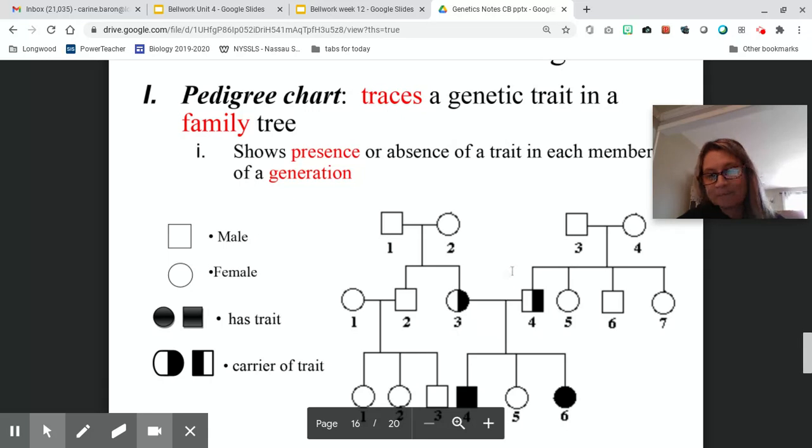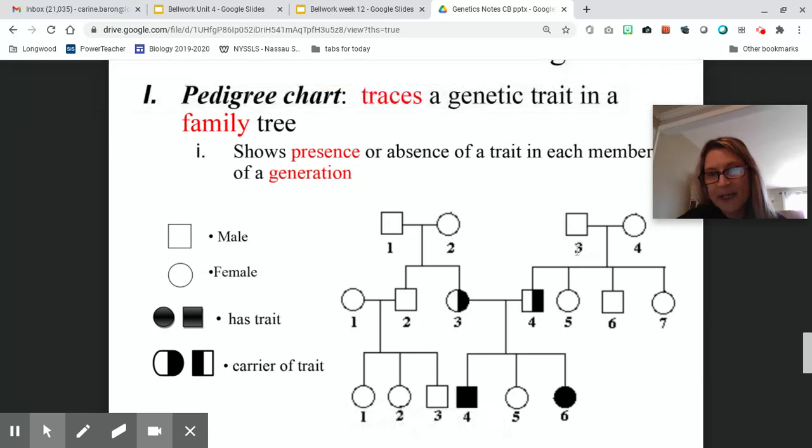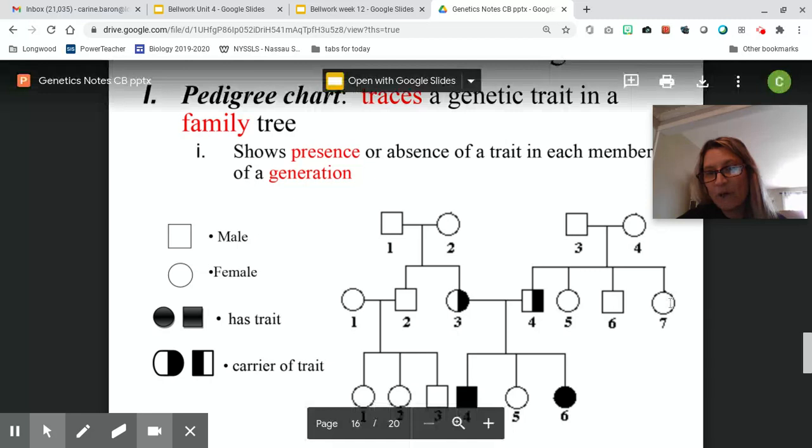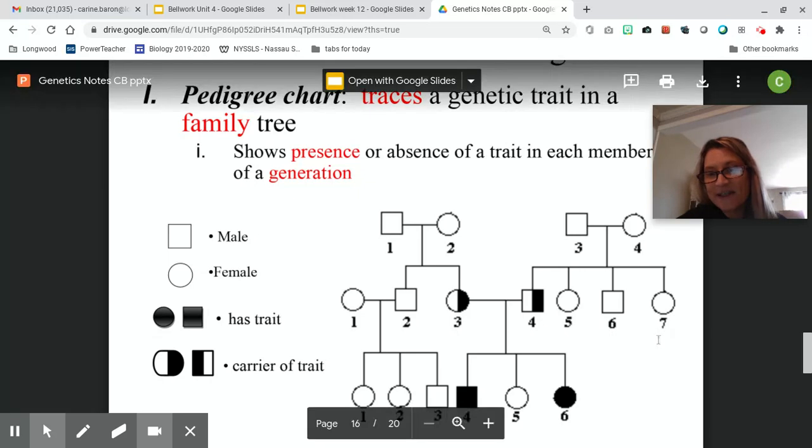Okay, let's look over here. This couple over here: dad, number 3, and mom, number 4. We know because of their shape. They have how many children? They have 1, 2, 3, 4. Person number 4 is a male, 5 is a female, 6 is a male, 7 is a female. So they have 4 children.